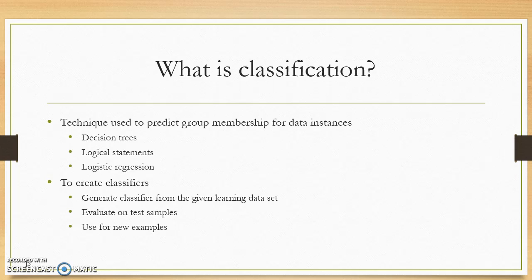So, to create classifiers, how do we do that exactly? We have a set of learning data, and we generate the classifiers based on that set of learning data. Then we take the classifiers that we get and we evaluate using test samples. And after we've run it through tests and we see it works, everything is good, then we'll be able to use it on new examples to predict what class they would fall into.